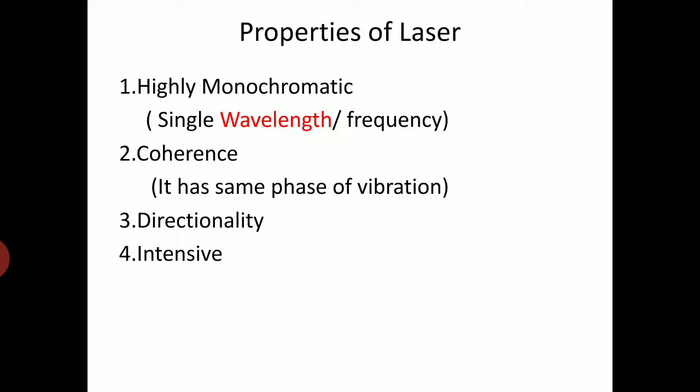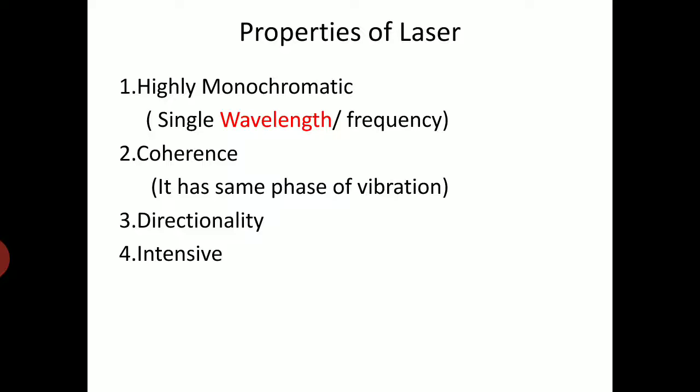Now coming to the laser, what is so special about the laser? How exactly does it differ from ordinary light? That we will see in the next slide. Before that, let us try to understand the properties of the laser. The very important property of the laser is that it's a monochromatic source. That's why I use the word highly monochromatic. Sometimes we call it a single wavelength. It has a unique frequency. In ordinary language, we can say it has only one color.